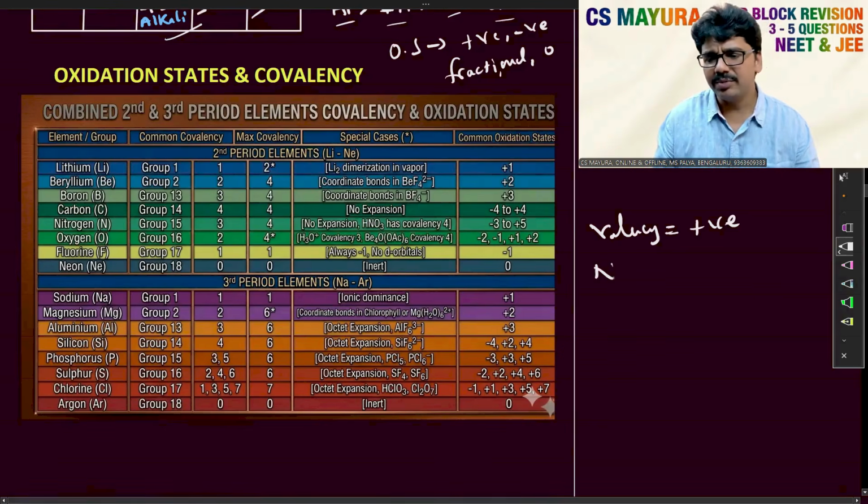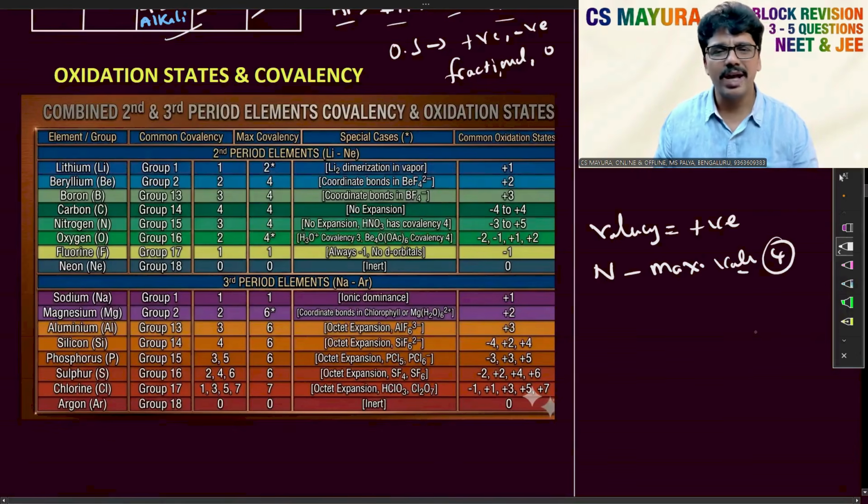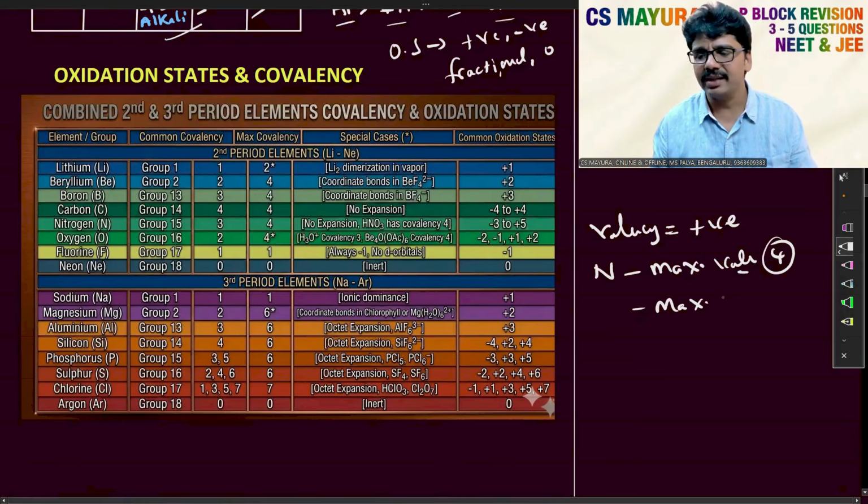For example, I am taking nitrogen. Nitrogen's maximum valency is 4. It can form only 4 bonds. Covalency means the number of covalent bonds formed by that particular atom. So the maximum valency of nitrogen is 4, but the highest oxidation state of nitrogen is +5. This is hypothetical.